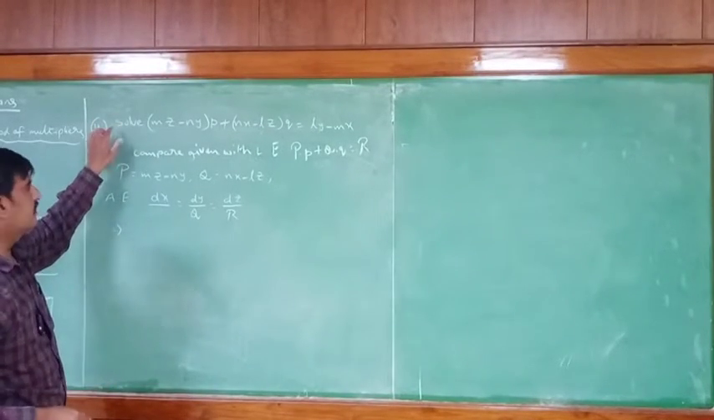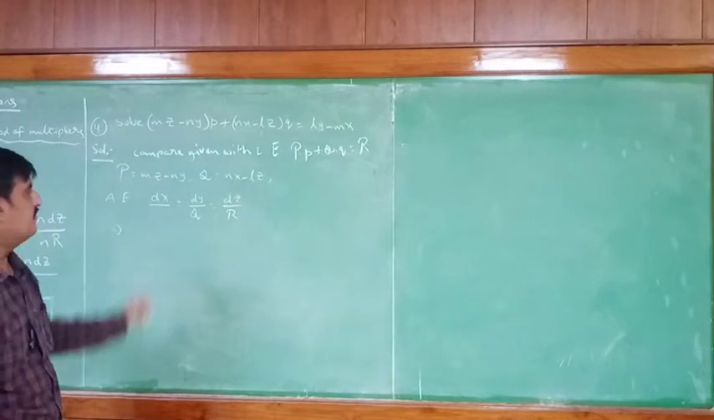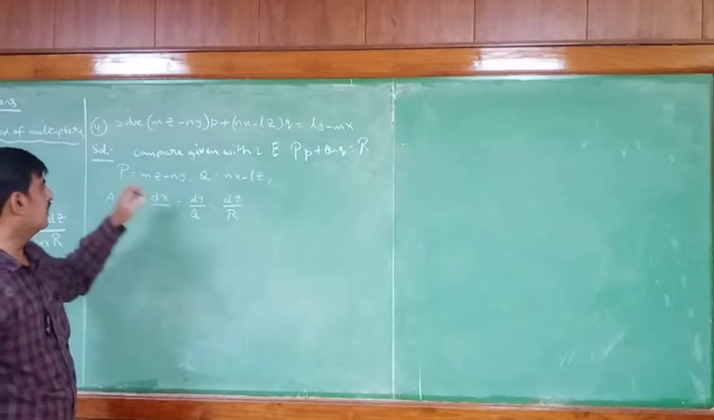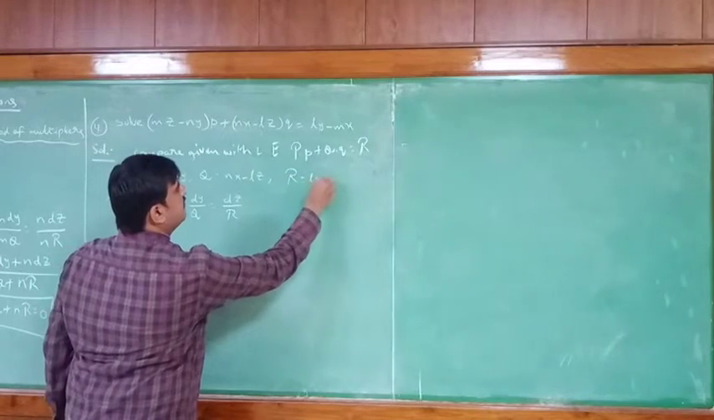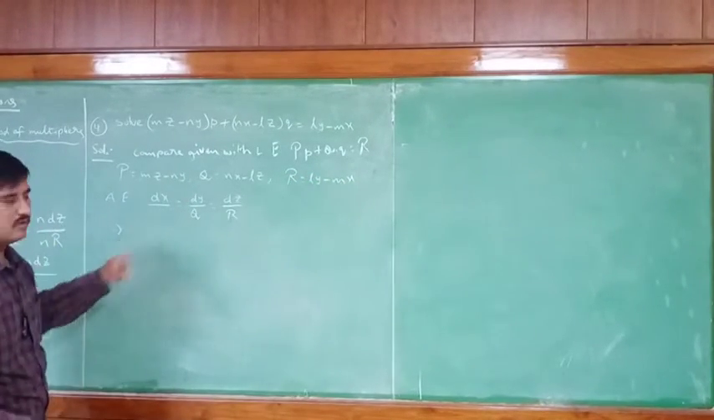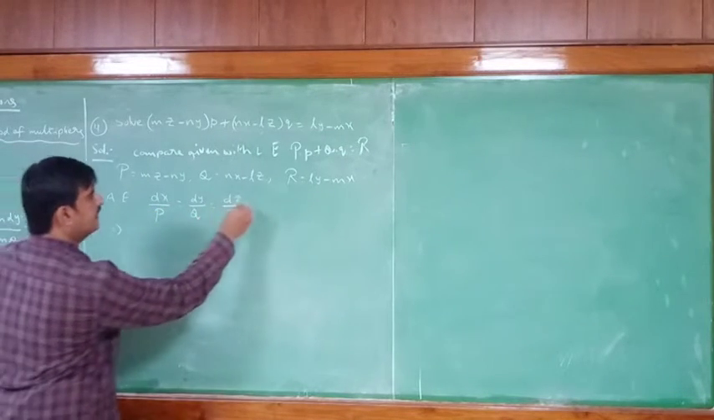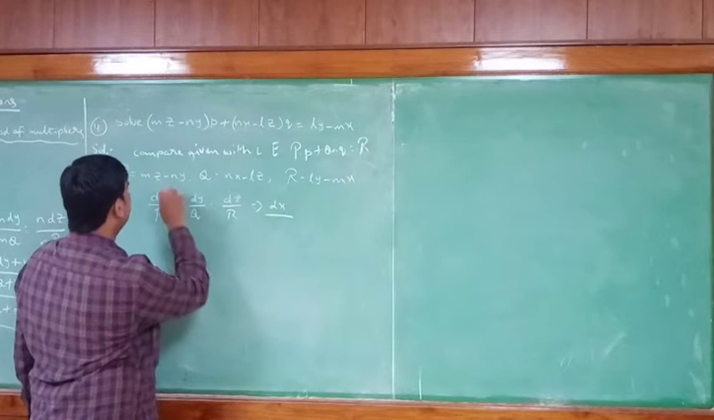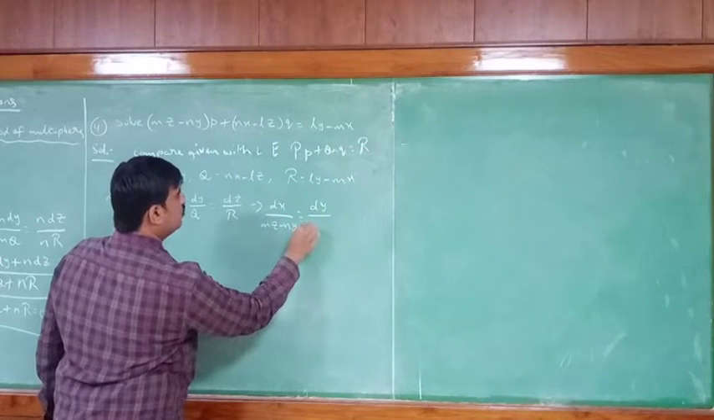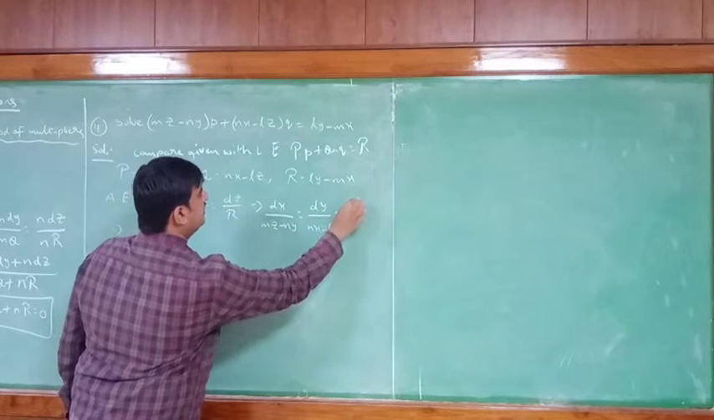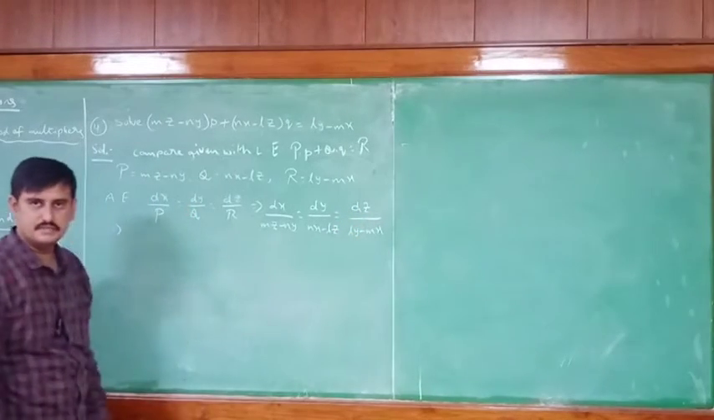Okay. Sum number 4. Solve (mz minus ny) p plus (nx minus lz) q equal to ly minus mx. So compare the given equation with Lagrange's equation. So capital P value, capital Q, and my capital R becomes ly minus mx. Okay. So quickly, what are my auxiliary equations? dx by capital P, dy by capital Q, and dz by capital R. That means dx by, what is my capital P here? mz minus ny, dy by, what is my capital Q? nx minus lz, dz by, what is my capital R? ly minus mx.